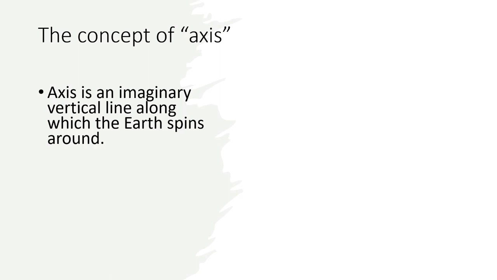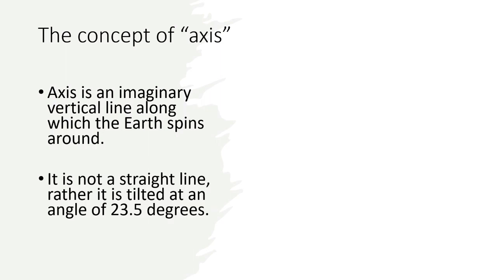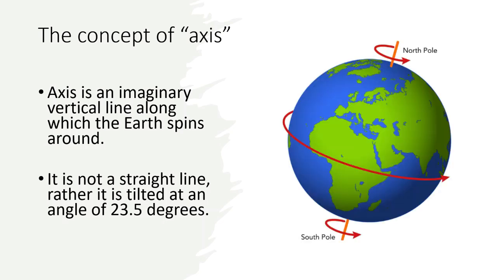The axis is an imaginary vertical line along which the Earth spins around. It is not a straight line, rather, it is tilted at an angle of 23.5 degrees. To understand this better, let's take an example. Take a globe and spin it. You will see that the globe spins along an imaginary line. Just like this globe, our Earth too spins on an imaginary vertical line called the axis.